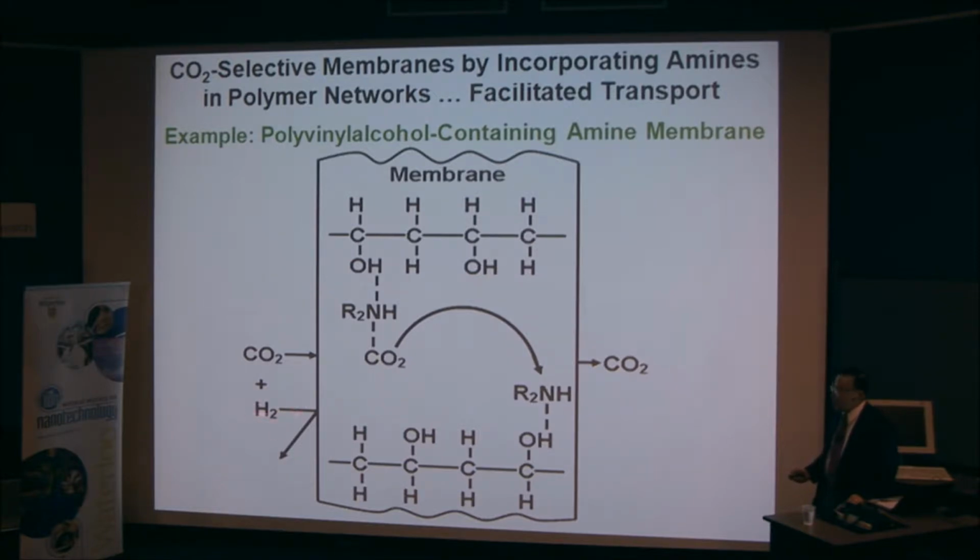However, hydrogen and also other gases, such as carbon monoxide and also nitrogen, in the particular case where air is the oxygen source for doing the reforming reaction, all those will be blocked by the membrane because they cannot react with the amino group. Okay, and so even though CO2 is a much bigger molecule, because of reaction, it can go through the membrane much faster than hydrogen.